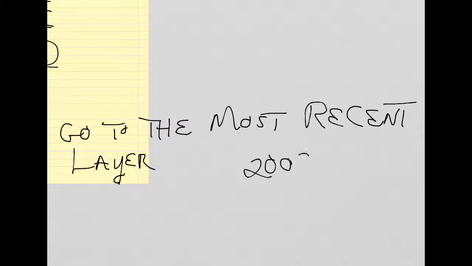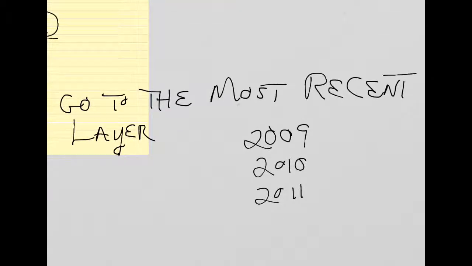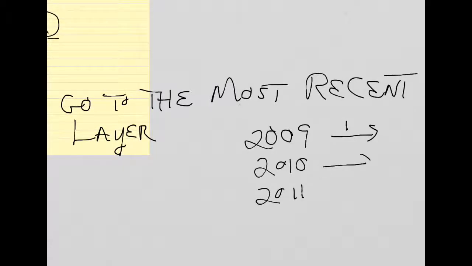we had 2009, 10, 11. We developed a pool here. We developed that was level 1. We developed another level here. That was level 2. And then we saw a downturn where the inventory went down in year 11.